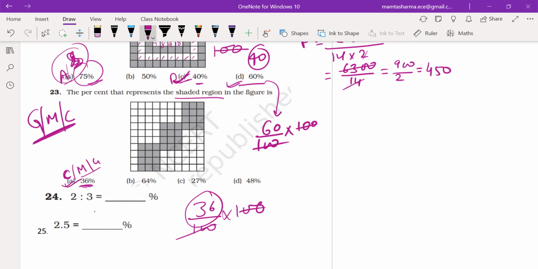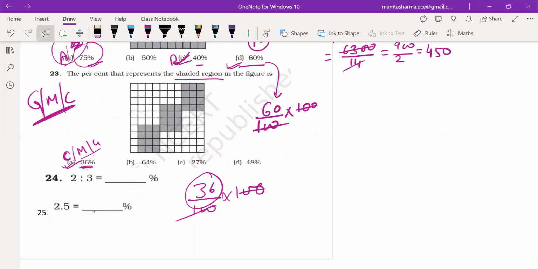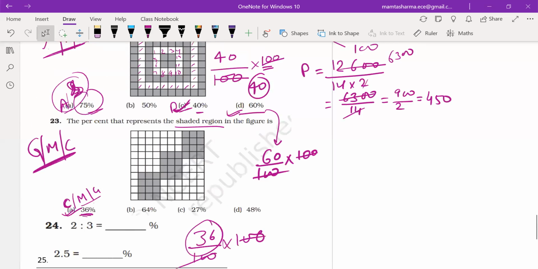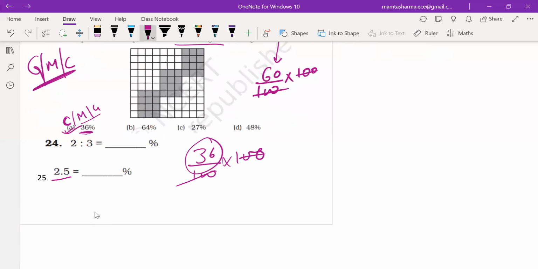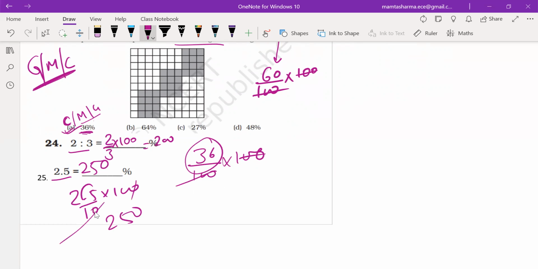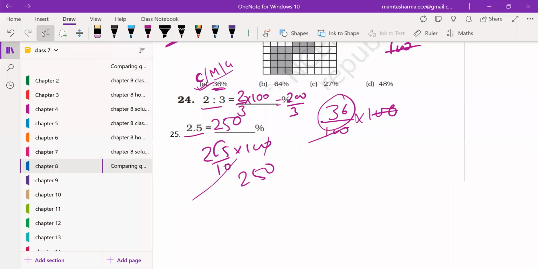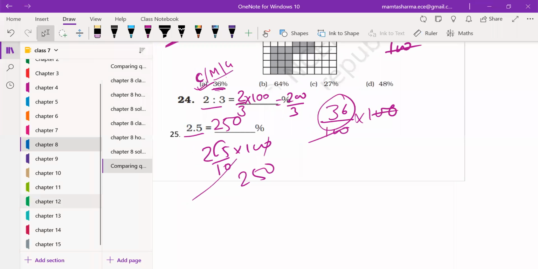25% would be there. 24, 25th is very easy. 2.5 convert into percentage. Multiply it with 100. So you can remove this decimal, put 10, 10 will cancel out. 250. And 2 by 3 into 100, convert into percentage. It would be 200 by 3. Clear? Okay. Now this question paper is clear for everyone.